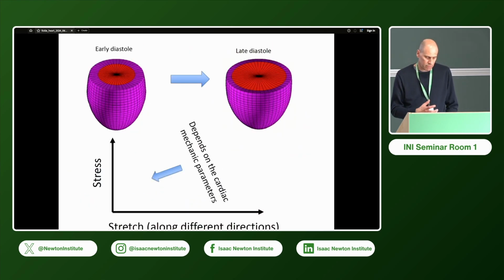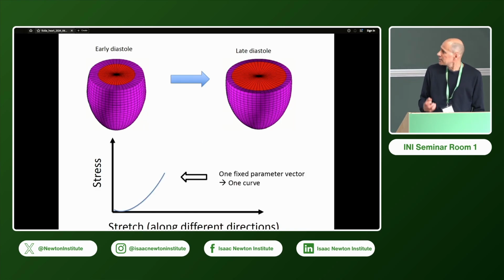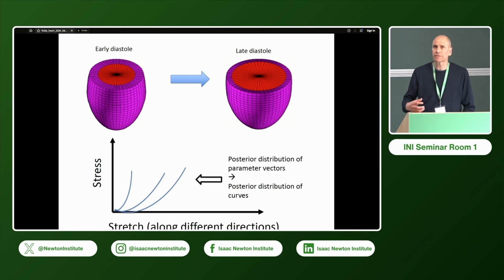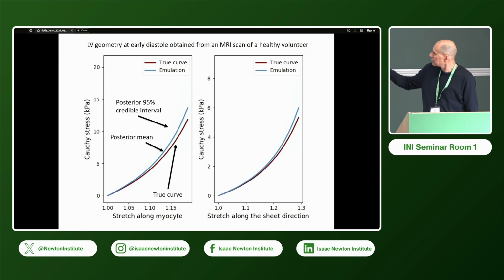Now you've got the parameters, and remember the stress curve. If you have fixed parameters, you get a fixed stress-stretch curve from your model. We sample parameters from the posterior distribution, and that gives us a distribution of stress curves that can be represented here. This shaded area shows you the posterior 95% credible interval. You see the posterior mean, and you also see the true stress curve. You see that it is within this 95% credible interval.